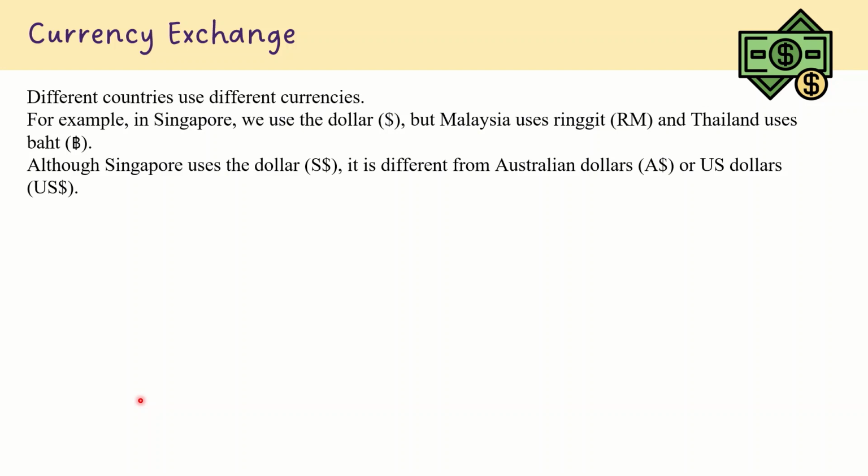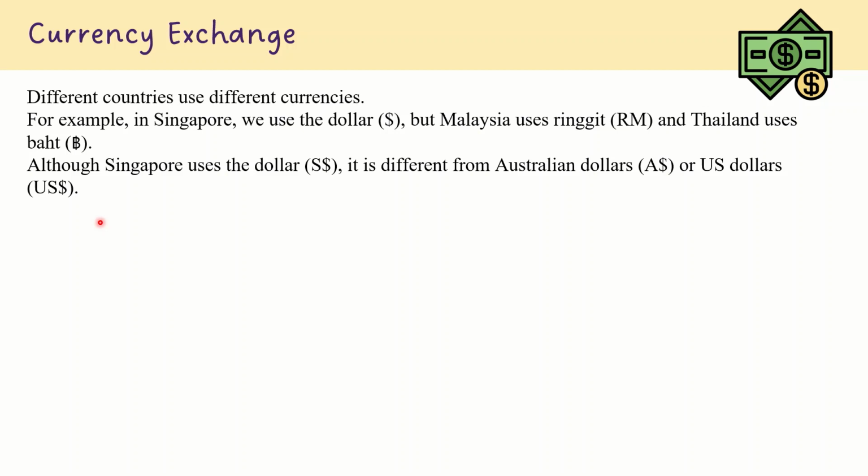Okay, but for example, in Singapore we use the dollar. Malaysia uses ringgit and Thailand uses baht. So there are different symbols being used sometimes for different countries. In Malaysia, RM represents ringgit, and Thailand uses a B with a stroke through it as a symbol. Although Singapore uses the dollar, many other countries use the dollar symbol as well. However, the currency is different. For example, Australia also uses the dollar, and the US also uses the dollar.